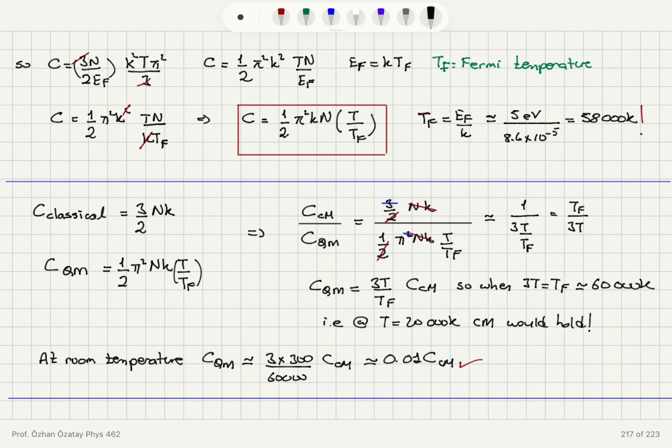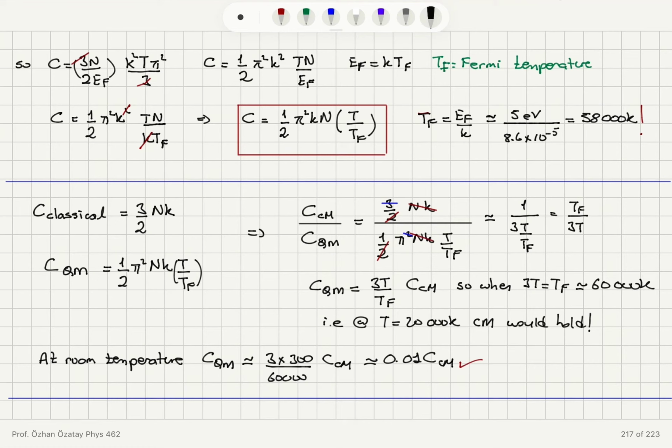As a result, I find that the classical heat capacity was 3 over 2 Nk. Quantum mechanical treatment gives me a temperature dependence, pi squared over 2 Nk, T over T Fermi. So it's linearly dependent on temperature. If we take the ratio, we find that the quantum mechanical result is pi squared T over 3 T Fermi times the classical result. So when 3T is equal to the Fermi temperature, which is about 60,000 Kelvin, we find that the classical and quantum mechanical results will be the same.